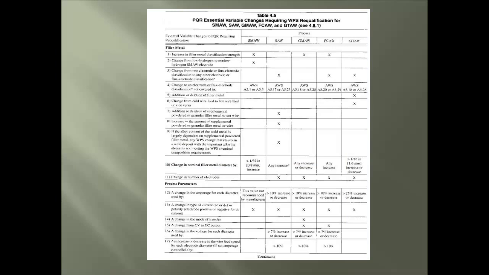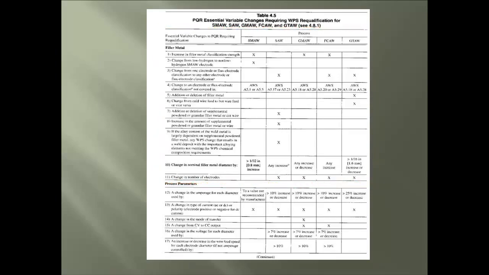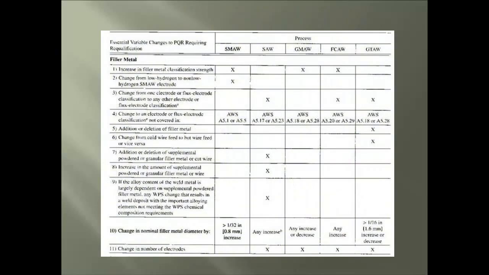So, how do you use this table, you may be asking? Let's walk through a few scenarios and find out how. We will focus on this topic, the filler metals. And with the filler metals, let's take a closer look at number 3, which covers the changing from electrical classification to another electrical classification, which means if the electrode strength was needed to be increased for some reason, you would need the WPS to be requalified.